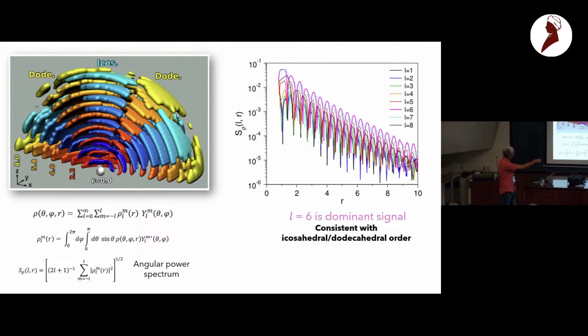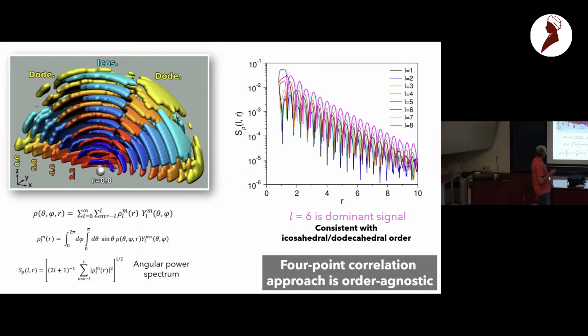So I'm basically calculating the angular power spectrum, and I'm plotting for you the angular power as a function of R, and I'm showing it to you for all the L values that were calculated, all right? And what you find, based on what you visually observe in this analysis, as well as what you pick out from the signals, is that it's consistent with this icosahedral dodecahedral order, all right? And this approach is order agnostic in its design, because you don't impose any particular order. You look for all L values, and you find the ones that are pertinent to the structure that you're interested in, right?